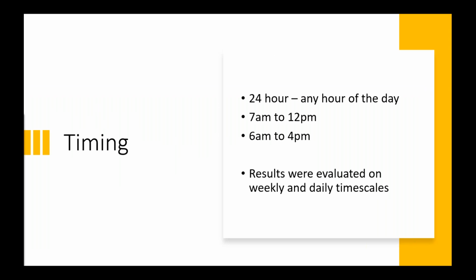The next aspect is the timing of the sampling program. So I used 3 examples here. The first is 24 hours or any hour of the day. So that's saying a sample could be taken at 7 a.m., it could be taken at 8 p.m., midnight, anytime. And then there's 2 restricted timing scenarios, 7 a.m. to 12 p.m. and 6 a.m.